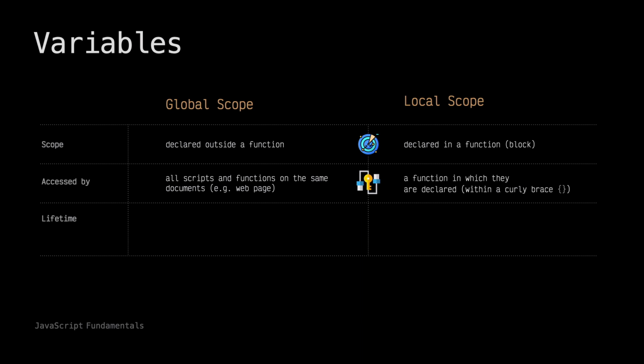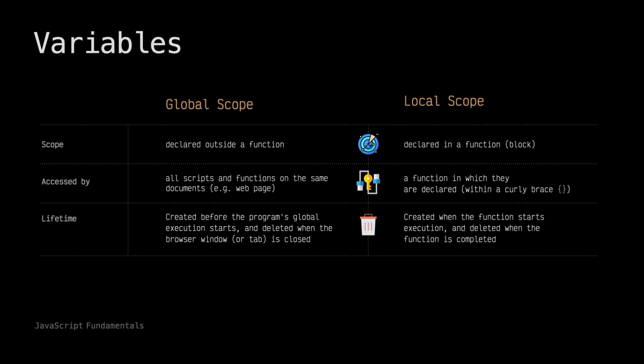The lifetime of a variable in JavaScript starts when it's declared. So in a web browser, global variables are deleted when the browser window or tab is closed. For the local variables, they are deleted when the function is completed.